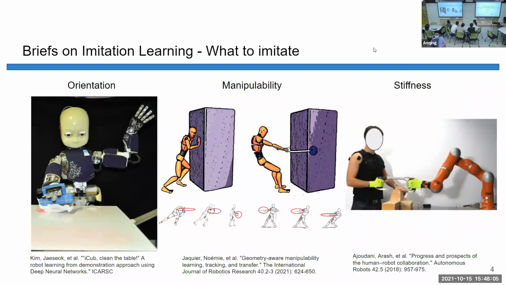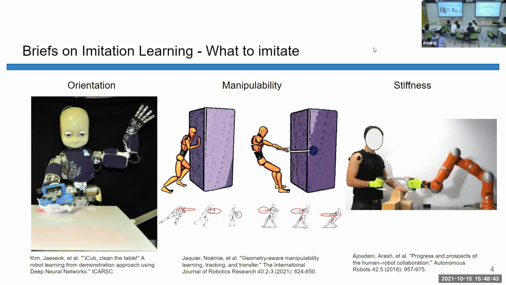Next, what to imitate? Besides trajectories, there are many quantities that can be imitated by a robot. For example, in a task such as cleaning a table, it is critical to make sure the palm of the robot is perfectly aligned with the surface of the table. So in this case, we need the robot to imitate orientation well.